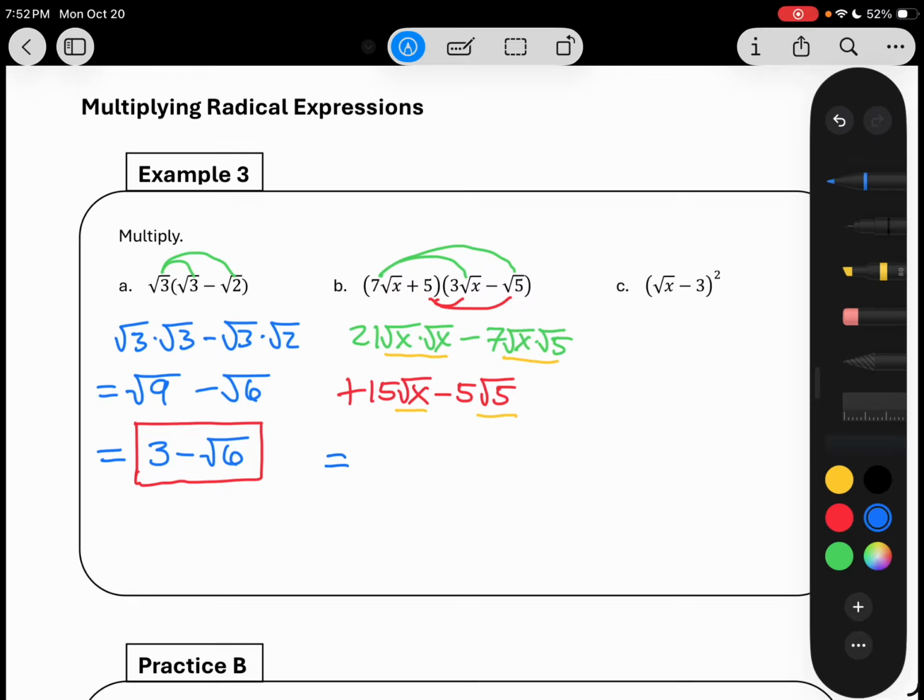So we've got a final answer of 21x, because root x times root x is just x, and then minus 7 root 5x. I'm putting them inside the same root, and then just writing the 5 first. It's just convention, it looks a little better. And then plus 15 root x, and then minus 5 root 5. So that would be our final answer on that one.